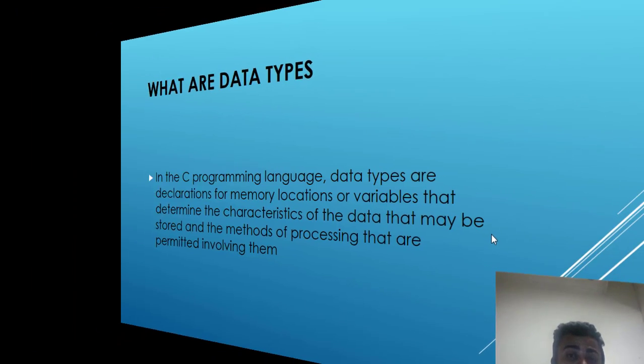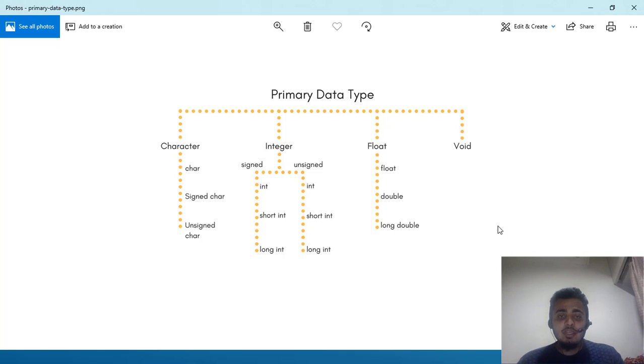Before that, I'll show you what the data types are. These are some primary data types: character, integer, float and void. As I've told, a single character will be character, and integers are numbers like 10, 1, 0. Float is like 10.1, 10.2. Void is mainly used for the main function, where we do not need to return any value. No value is stored for void, so we'll not look into void, and we'll look at the remaining ones.